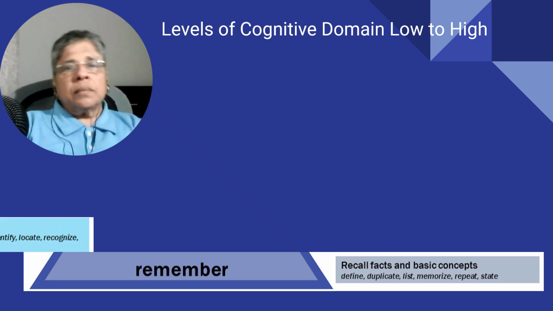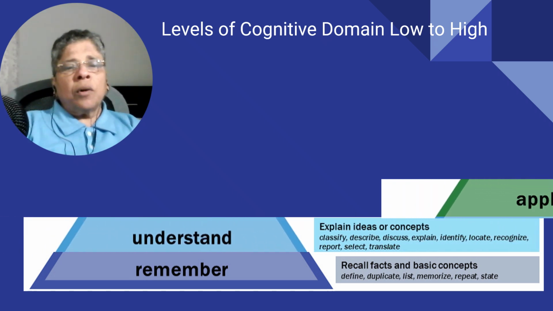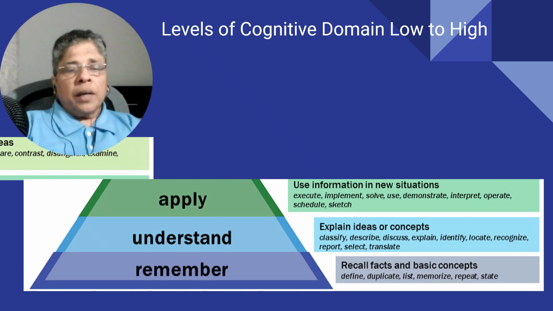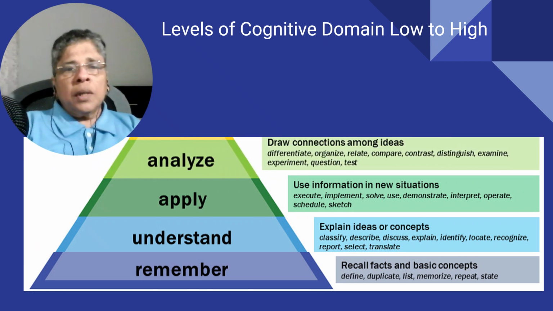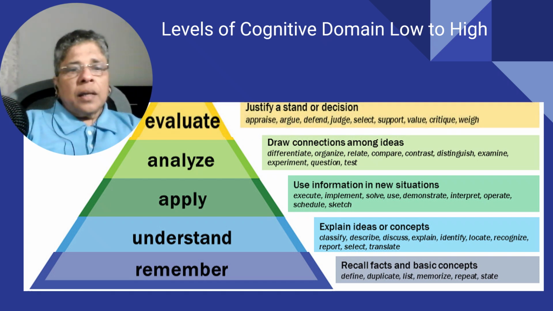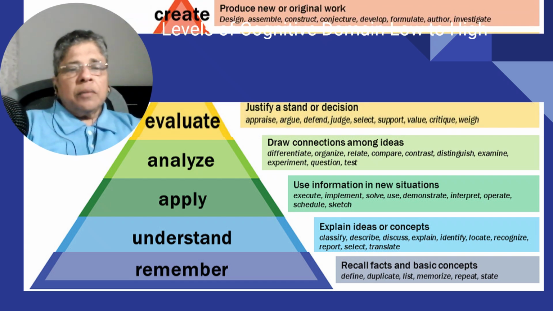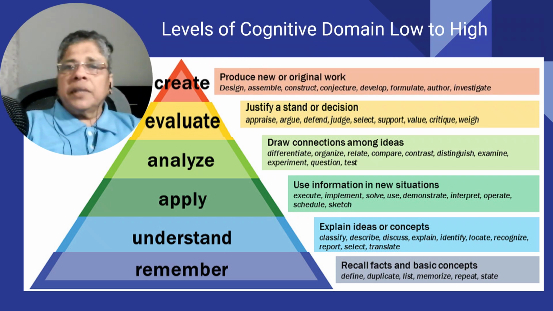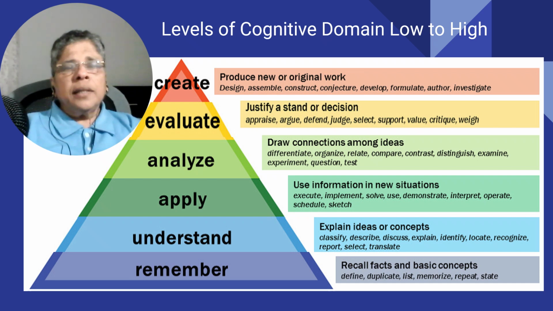This is a pyramid showing the levels of cognitive domain from low to high. So the first one you can see is about the skill to remember. Second is about understanding. Third is about applying. Fourth is analyzing. Fifth is evaluating. And sixth is creativity. So when we plan teaching, we have to plan to develop the learning in these levels in a hierarchical model, which is easier for the student and it's easier for us to assess as well.